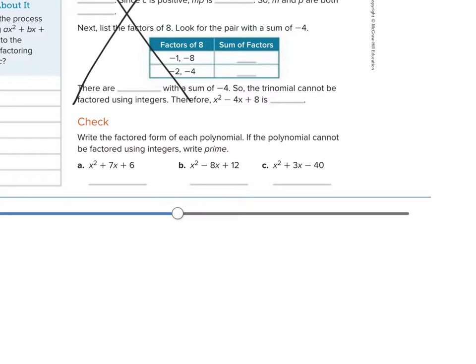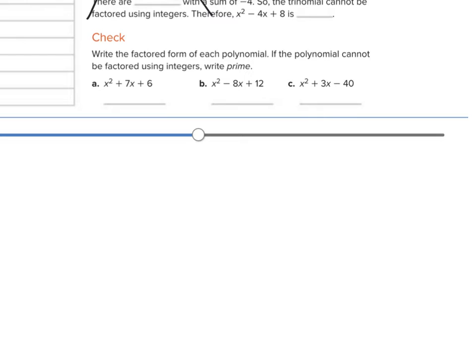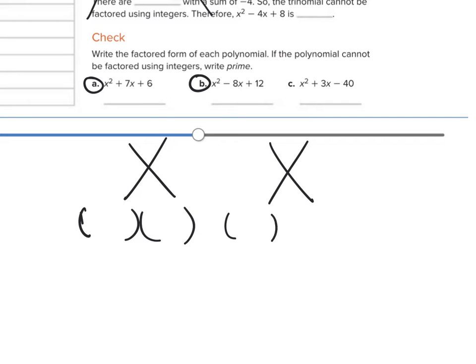And then I do want you guys to take, let's do 5 minutes, and I want you to try A and B here. Okay, so set up your X, and then remember it'll be double parentheses for your answers. Okay, so take 5 minutes, try A and B. If you are stuck, just let me know.